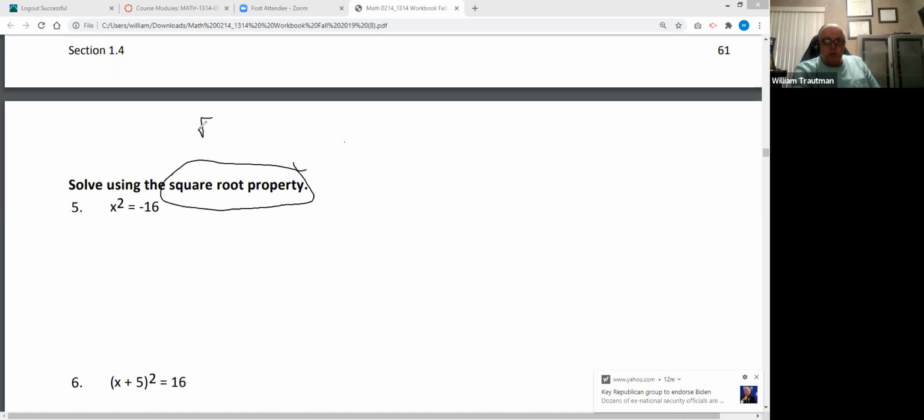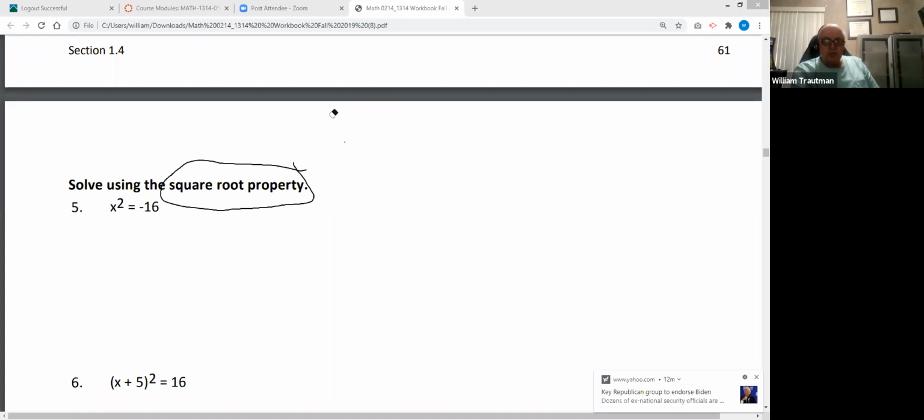the square root of 4 equals 2. So 2 squared equals 4. No, let me rephrase that. Hang on. Let me erase that part.